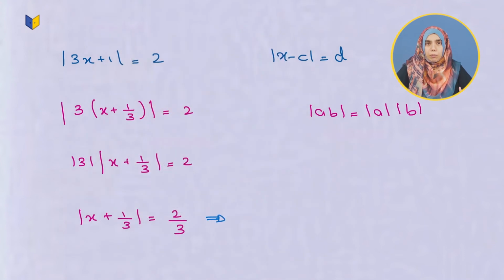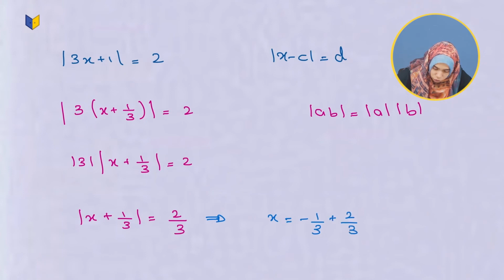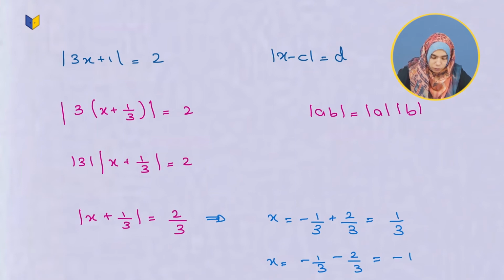So if you remember the number line approach, it says start at the center, add d, you get the first solution, subtract d, get the second solution. Center is minus 1 by 3. So minus 1 by 3 plus 2 upon 3 is the first solution, which is 1 by 3. Second solution is minus 1 by 3 minus 2 by 3, which is minus 3 upon 3, minus 1. So therefore the two solutions to this equation are minus 1 and plus 1 by 3. This is the answer.